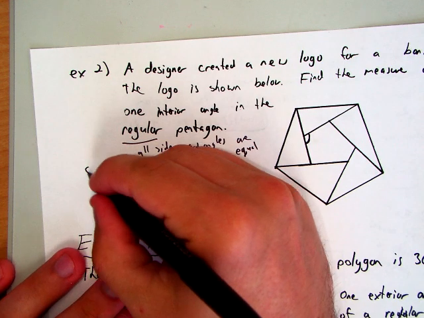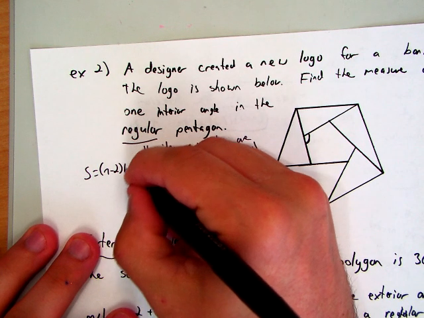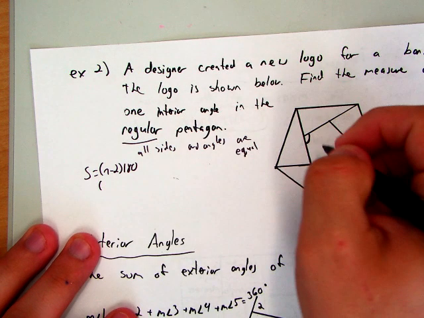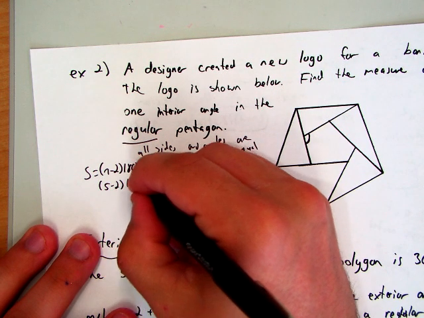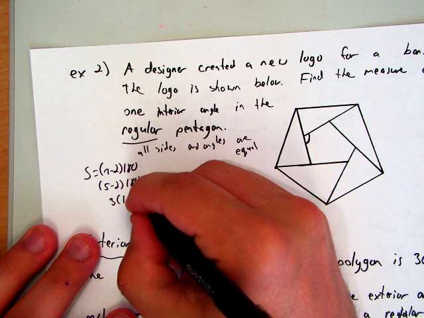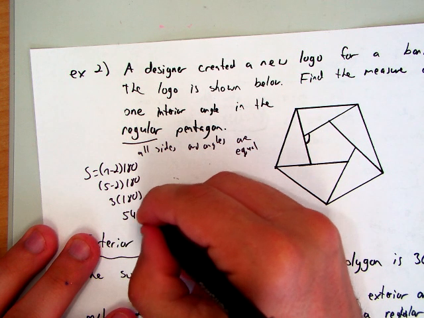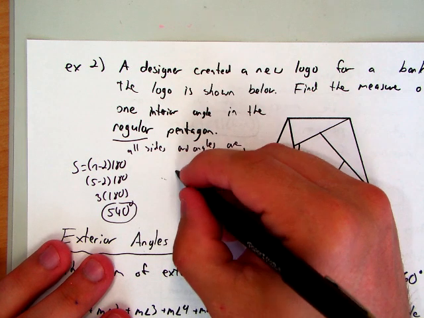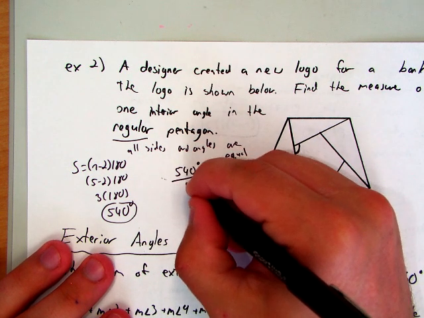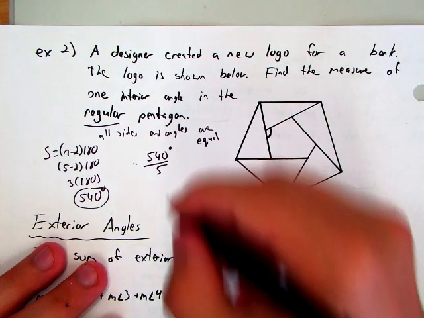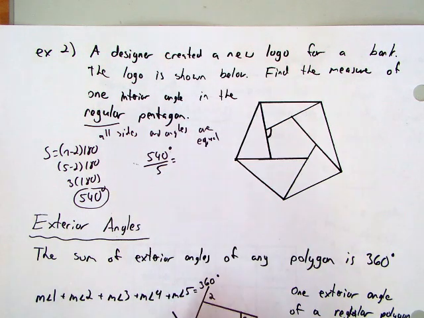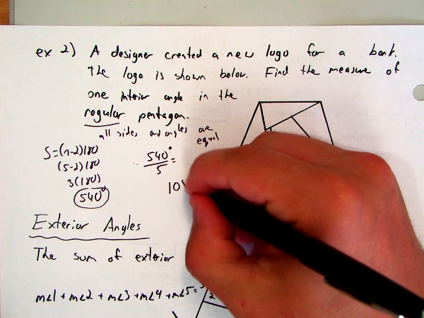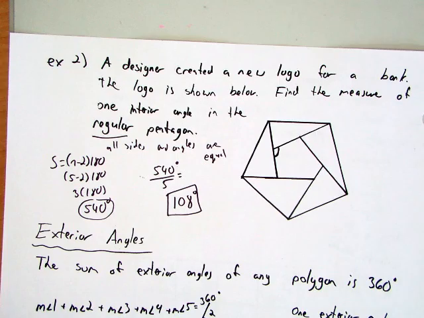So I'm still going to do the exact same process. The pentagon has 5 sides. 5 minus 2 is 3, and 3 times 180 is 540 degrees. That's all of them together. I only want to know what one of them is, so I'm going to take that 540 and divide by the number of angles. 540 divided by 5 is 108 degrees. So one angle of a regular pentagon is 108 degrees.